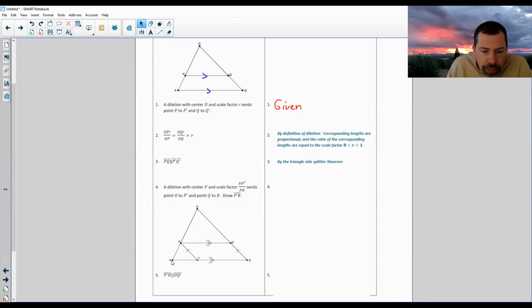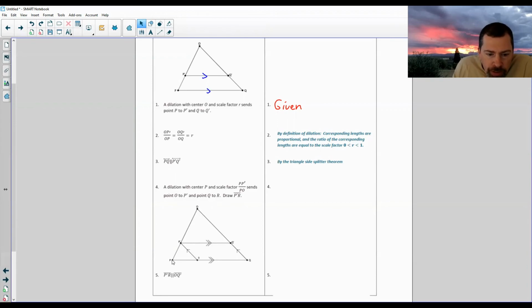So now we're going to dilate from P right here. And a scale factor P prime over PO sends point O to P prime, from here to here, and point Q to R, which is here. Draw P prime R. So they drew this for us. So let's go over this again.